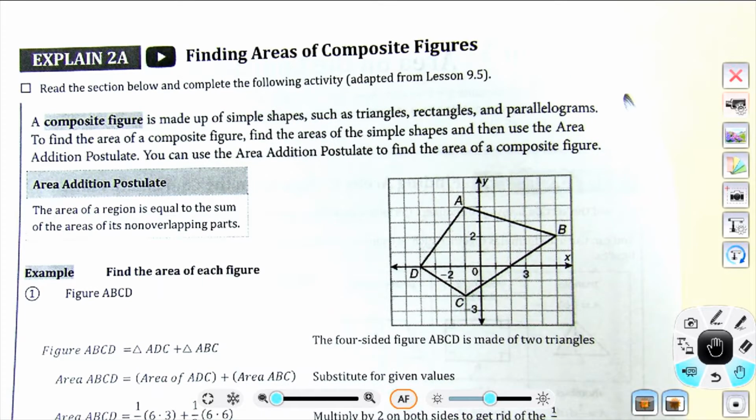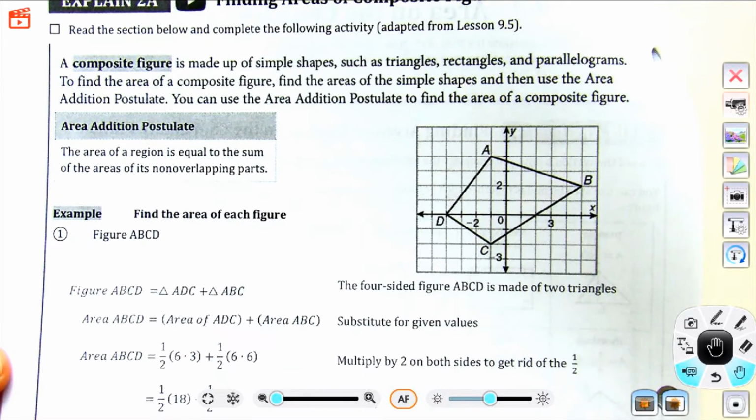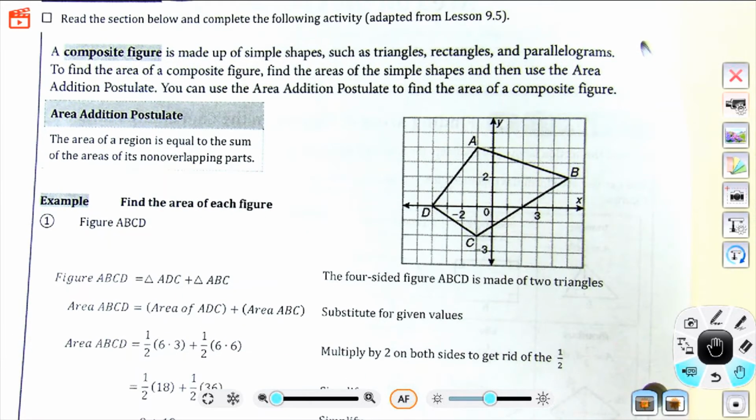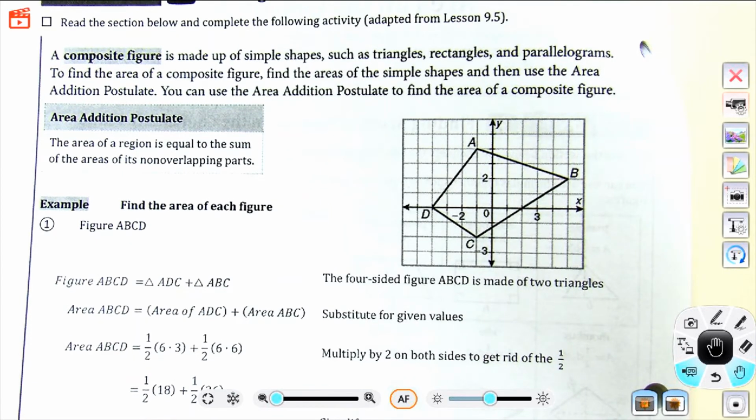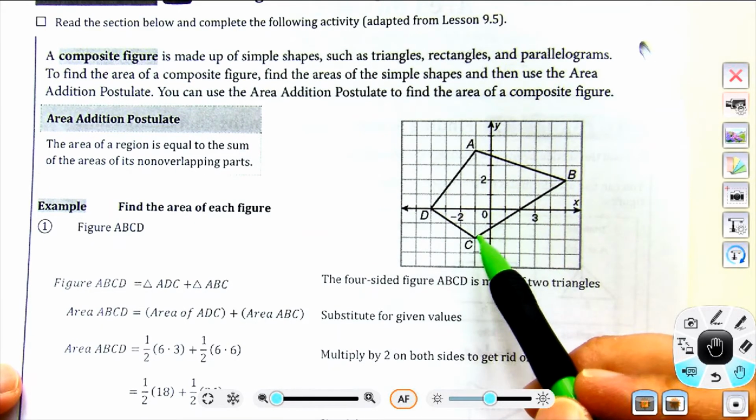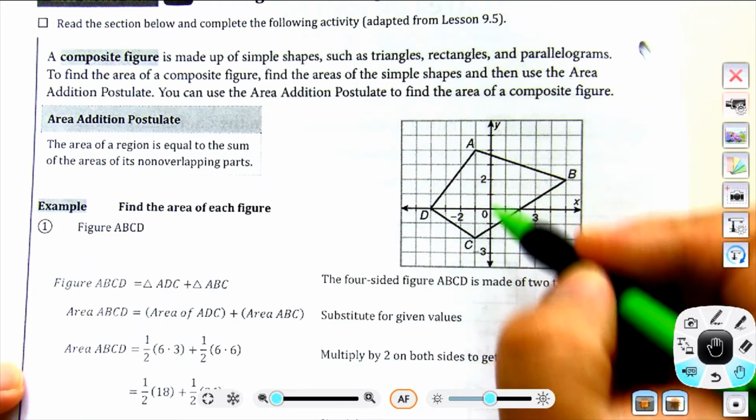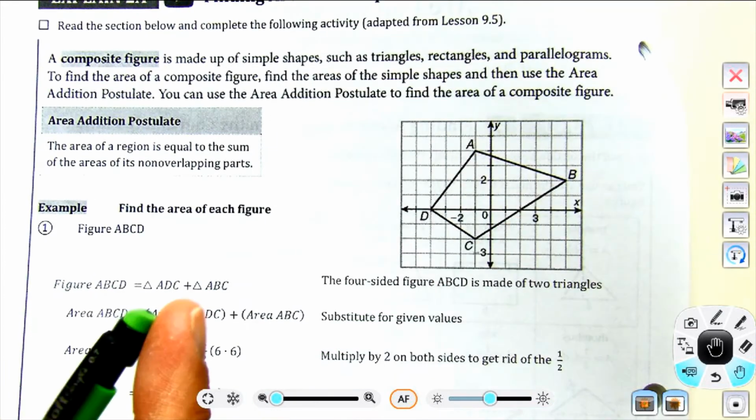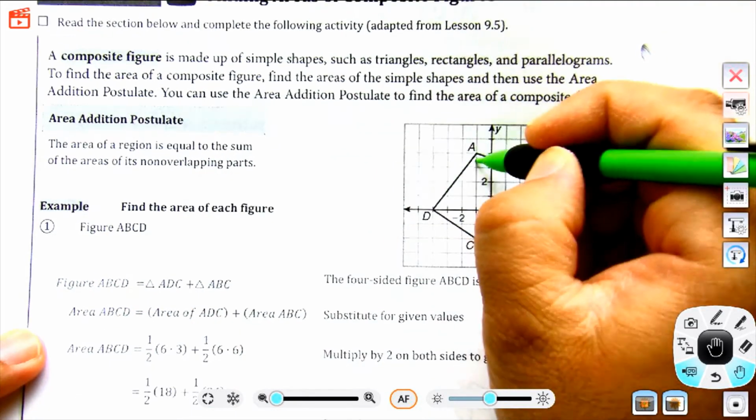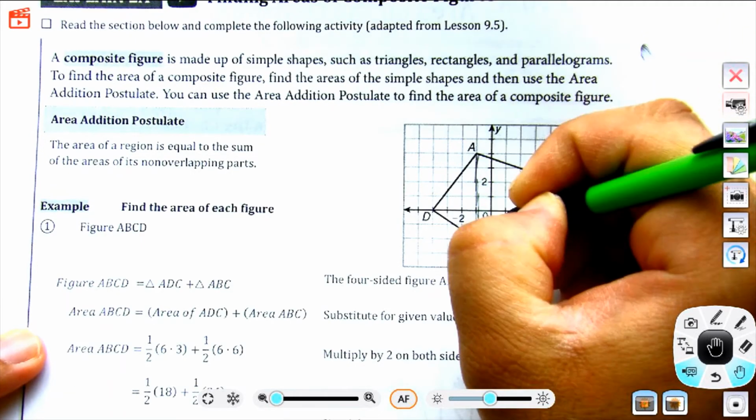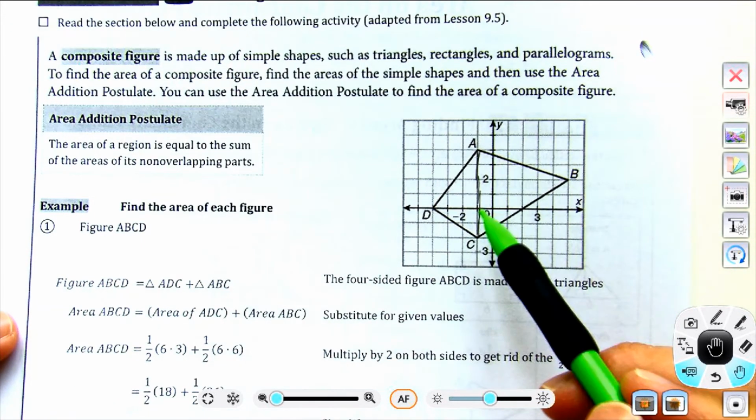So, take a minute to look at this figure. What shapes can we create from this figure? So what I see is I could create 2 triangles. So if I was to bring this line down, do you see how we have a triangle ADC and a triangle ABC?